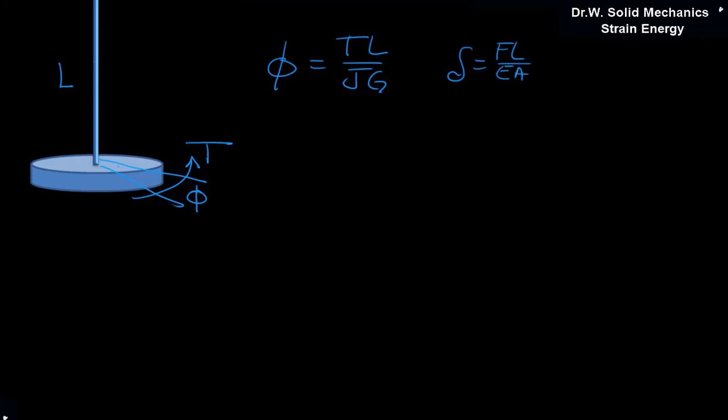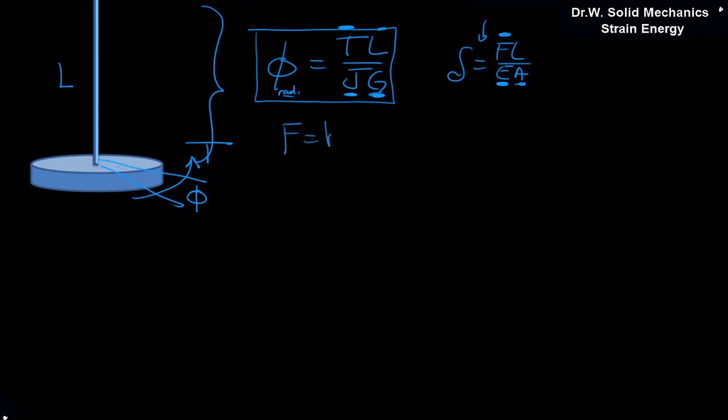Recall from our torsion discussions that phi is TL on JG, and compare that to our FLEA equation where we calculated elongation based on F. Now we can use torque. We still use L. Instead of the E modulus, we use G, the shear modulus. And instead of A, we use J, the polar moment of inertia. So this is an equation that we used to calculate the angle of twist in radians for a given rod.